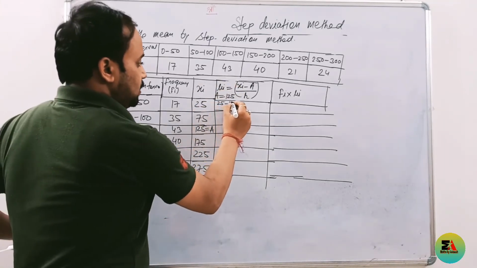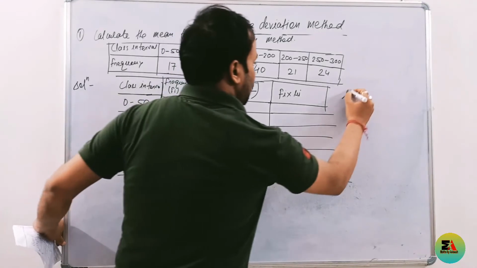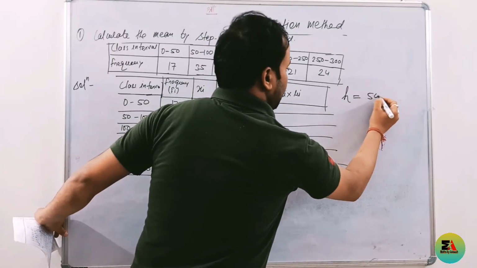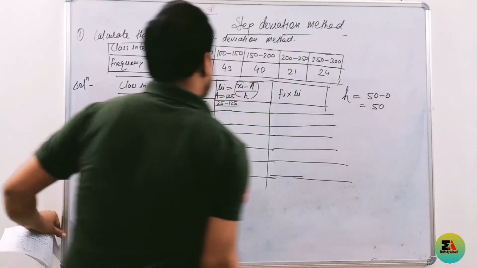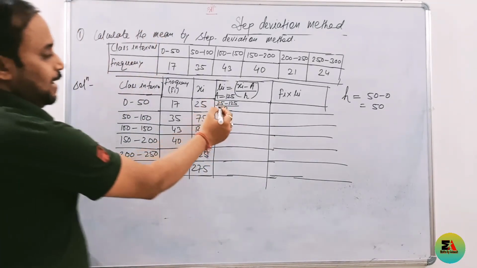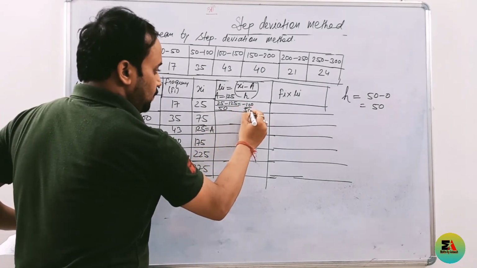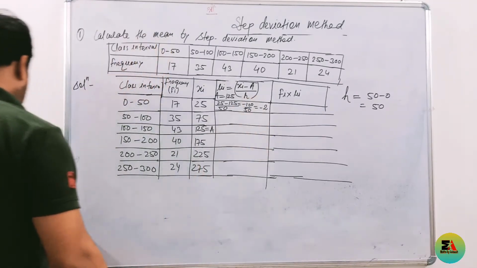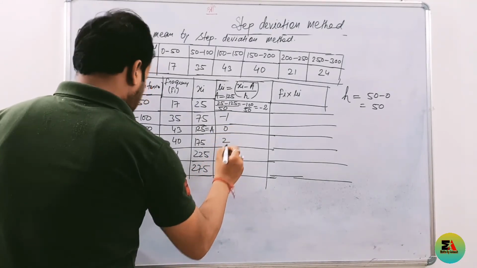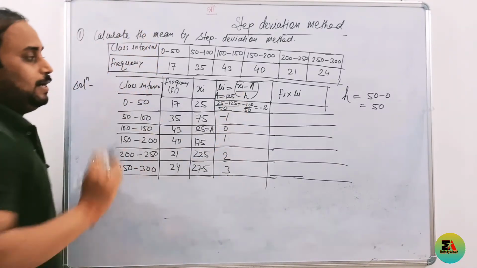Now we find ui. xi is 25, minus 125, divided by h. How do we calculate h? The difference, upper minus lower, 50 minus 0. It means our h is 50. So 25 minus 125 becomes minus 100, by 50, which becomes minus 2. Clear? By the same procedure we get minus 1, this is 0, this is 1, this is 2, this is 3. In the same way you have to find those values.